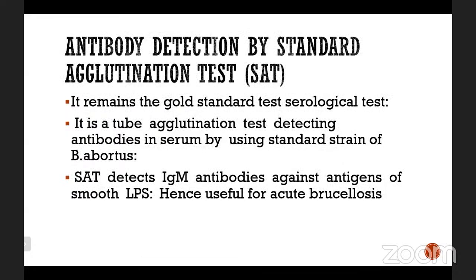Next one is antibody detection by standard agglutination test. It is one of the gold standard serological tests. It is a tube agglutination test which is used for the detection of antibodies by using a standard strain of Brucella abortus. The standard agglutination test will detect immunoglobulin M antibodies against the antigen of smooth lipopolysaccharide. It is useful for acute brucellosis.